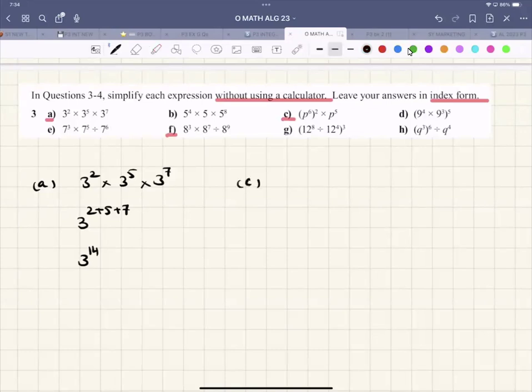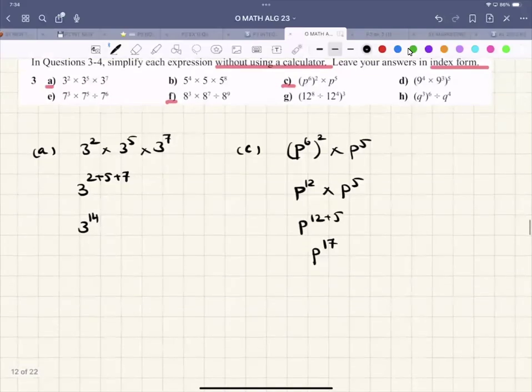Let me focus on C. P power 6 raised to power of 2 into P power 5. Now it's multiple operations. So P power 12 into P power 5. This is P power 12 plus 5. This is P power 17. Something like part F.